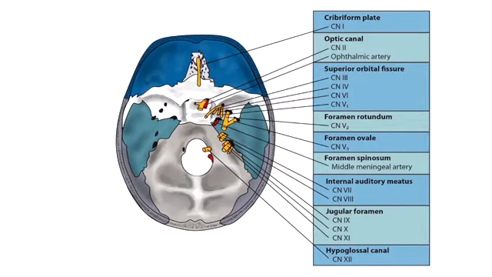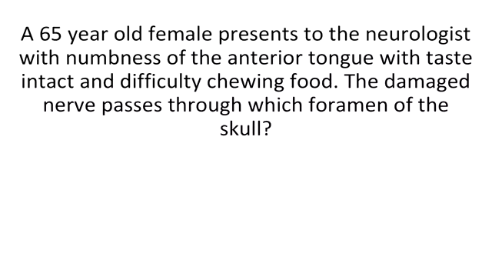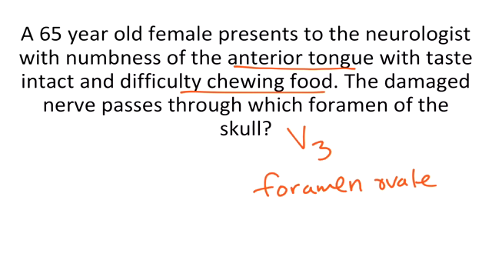From figure 8.23, we can see that the mandibular branch of the trigeminal nerve passes through the foramen ovale. So this region right here. So again, from the question stem, we should notice that sensation from the anterior tongue is damaged and that the patient has difficulty chewing food. Both of these symptoms should make us think of damage to the mandibular branch of the trigeminal nerve. And then we need to recall that this nerve traverses the foramen ovale. Okay, let's do another question.